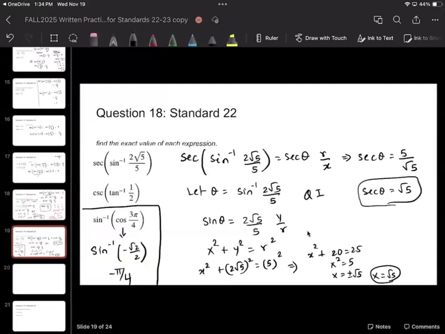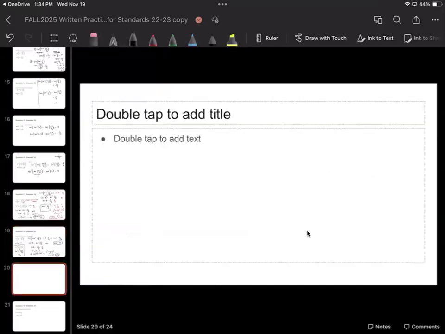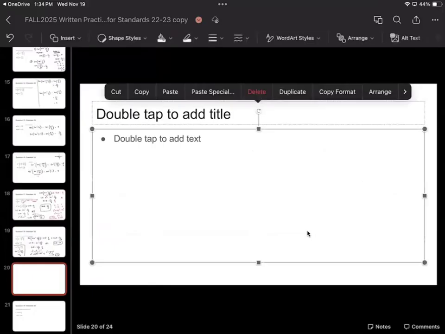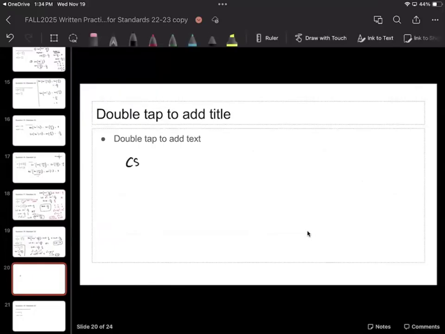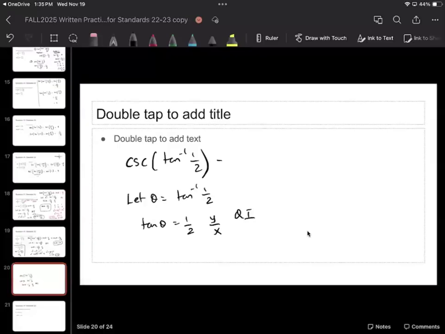So I'm going to write down the next problem here, cosecant of tan inverse of 1/2. So I'm going to make the inner angle theta, which means tan theta is 1/2. Tan is y over x. Since it is positive, I'm looking at quadrant 1. Okay, so I need to find cosecant theta. Cosecant theta is r over y.